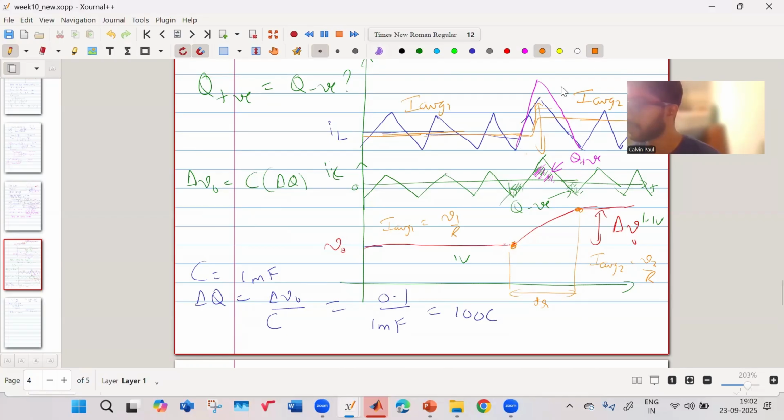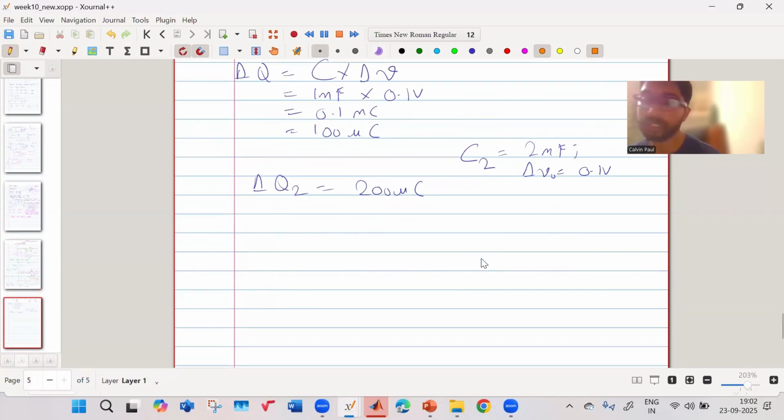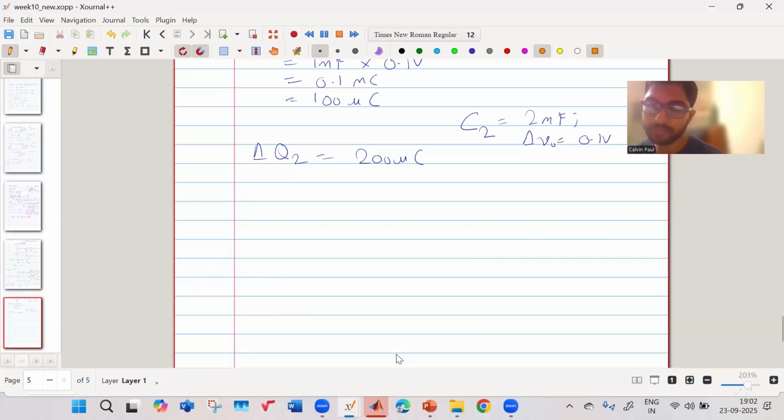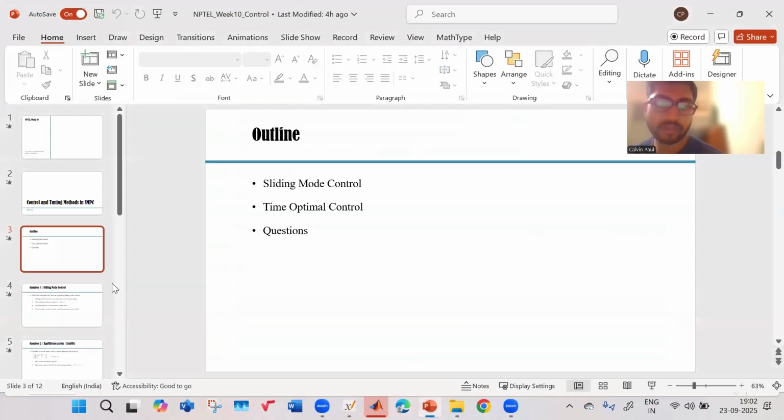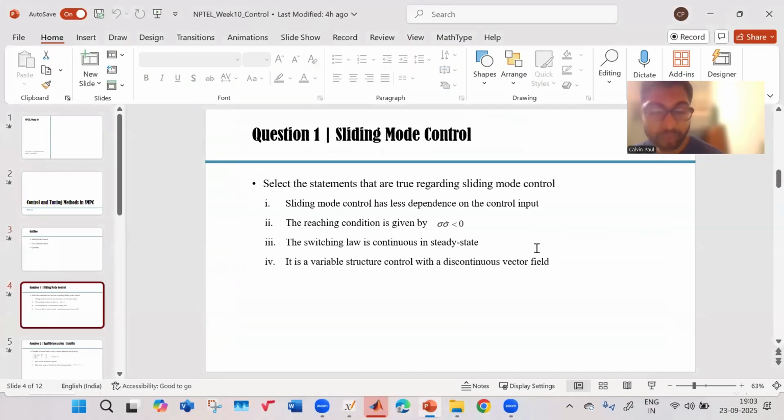Okay. So let's switch over to the questions. So this is question 1. It's a sliding mode control. Question 1 is regarding sliding mode control.